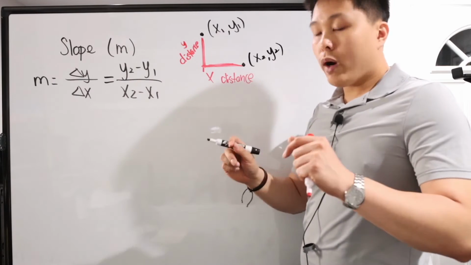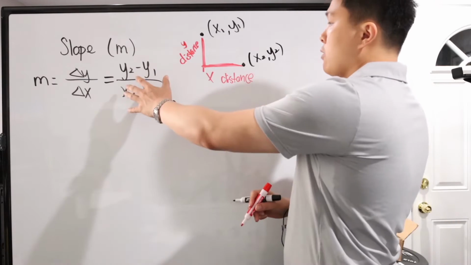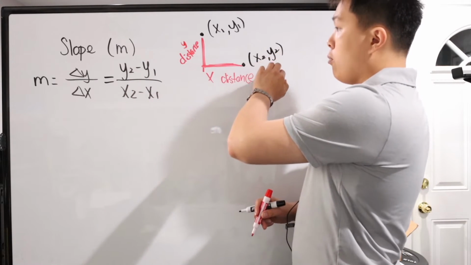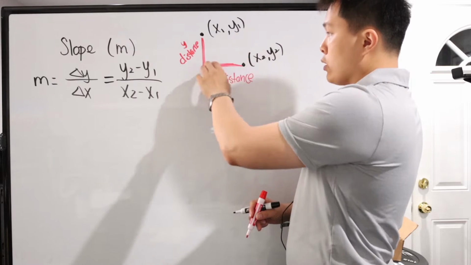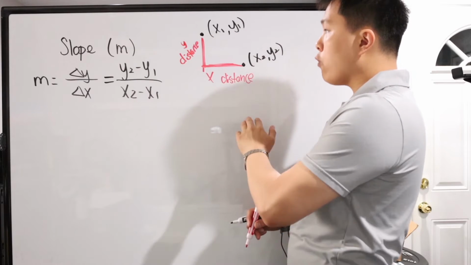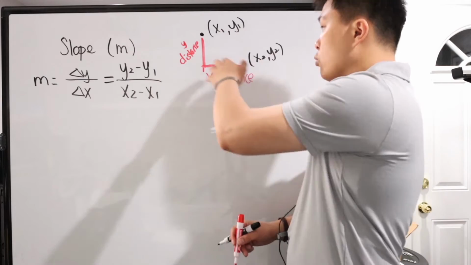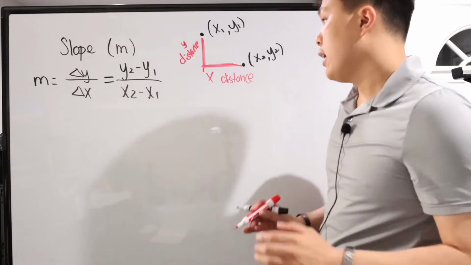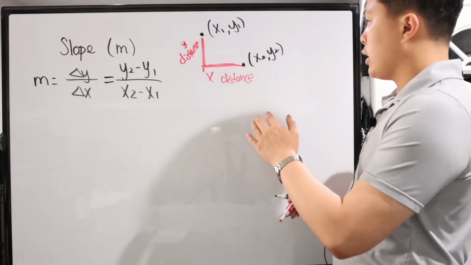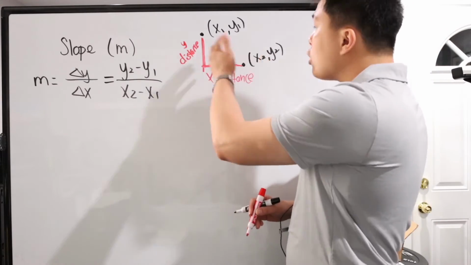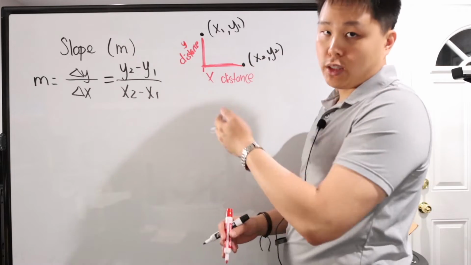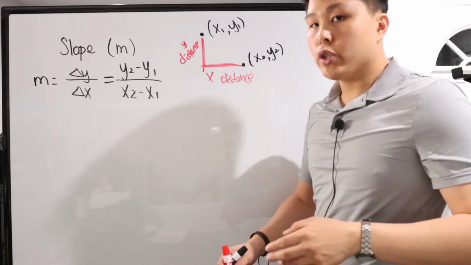So the change in y over the change in x actually specifies the change from y1 to y2, the distance of y2 and y1 over x2, x1, the distance of x2 and x1. And that's in relation to the coordinate plane. Now, here's the thing. How do we know which one is x1, y1, x2, y2? We don't. We just pick.